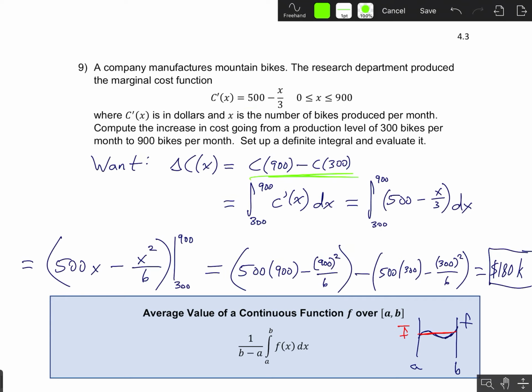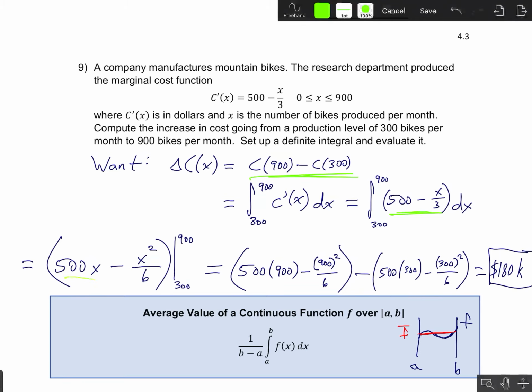So that would be the difference between the cost at 900 and the cost at 300. Now we know that that difference can be computed based on the fundamental theorem of calculus as the integral of C prime. Because remember, if you integrate C prime, then what you'll get is C. So if you integrate C prime from 300 to 900, then the fundamental theorem of calculus says that you'll get C evaluated at 900 minus C evaluated at 300, which is what we want. So we're going to be integrating C prime, which is this.